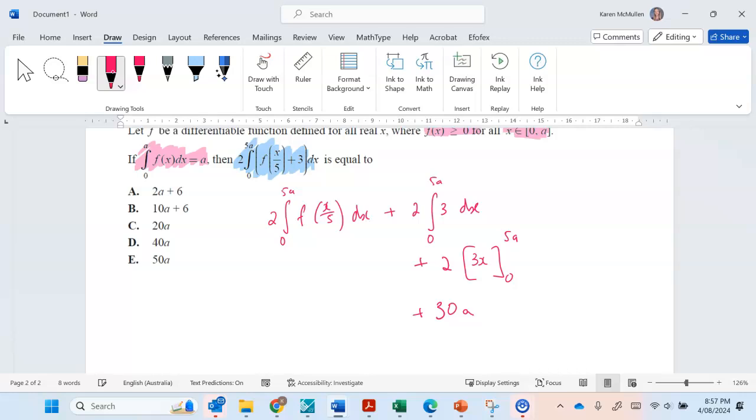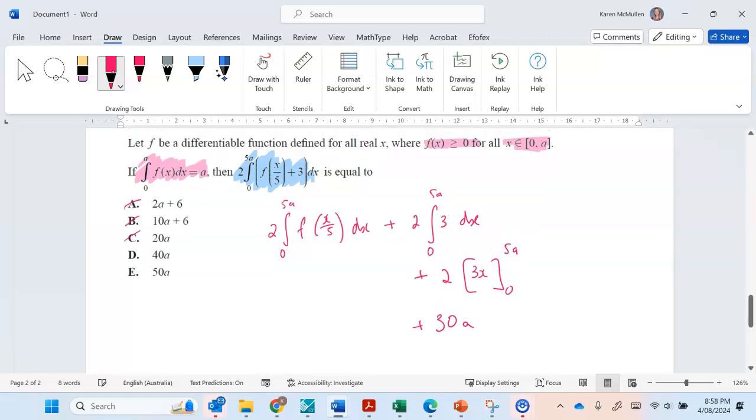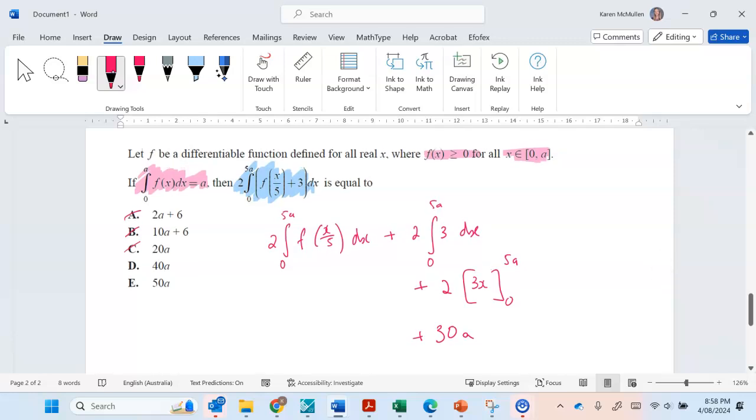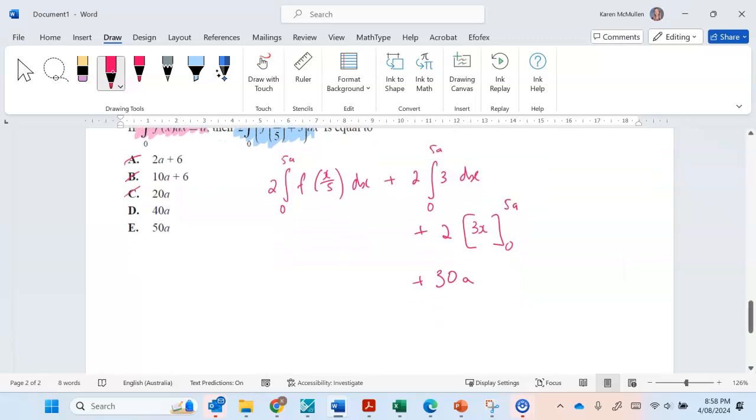Now, at this point, I could say, well, it's going to be D or E, because I've already got that 30a and I'm going to be adding it to something. All right, so again, we're going to use the relationship between the antiderivative and derivative to deal with this first antiderivative. I'm just forgetting about the 2 for a sec, so I'm just showing you the relationship.